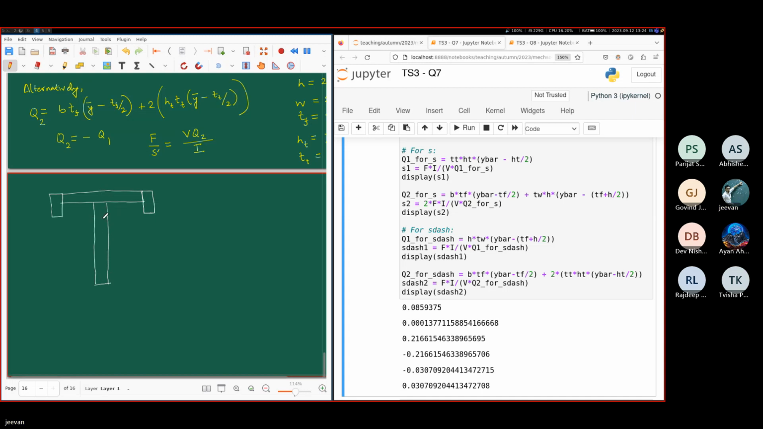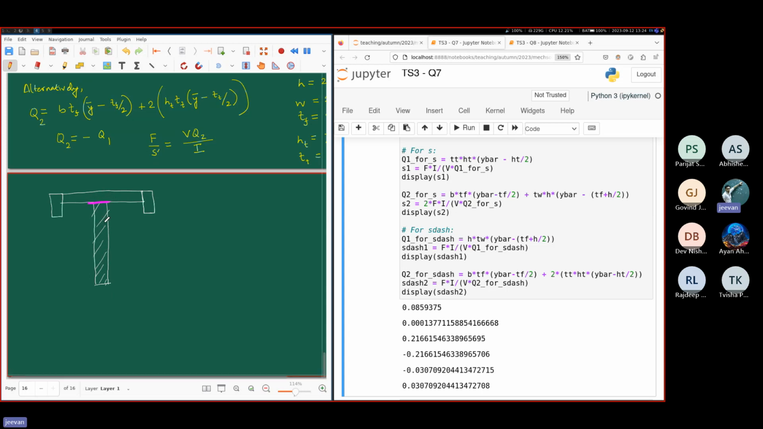When I'm doing it like the Q1, I'm taking this part, the Q1 corresponding to that. When I take the other case, then I have to take whatever is left of the cross section. My cutting plane is here. So whatever is below the cutting plane is this.